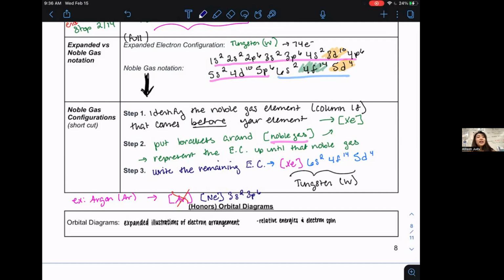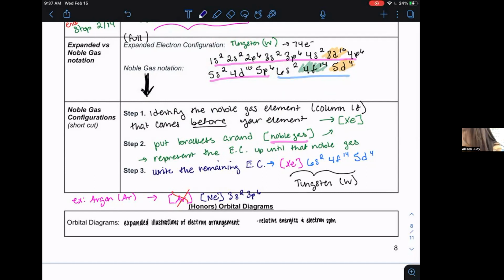So helium and hydrogen don't have noble gas configuration. There is no noble gas before helium and hydrogen. They don't need it. You don't really need it anyway, because it's just 1s2, 1s1. That's not going to save you much time, since you're putting about the same amount of ink on the paper. So it makes sense that noble gas configuration doesn't really exist for hydrogen and helium. Again, they're in their own class.